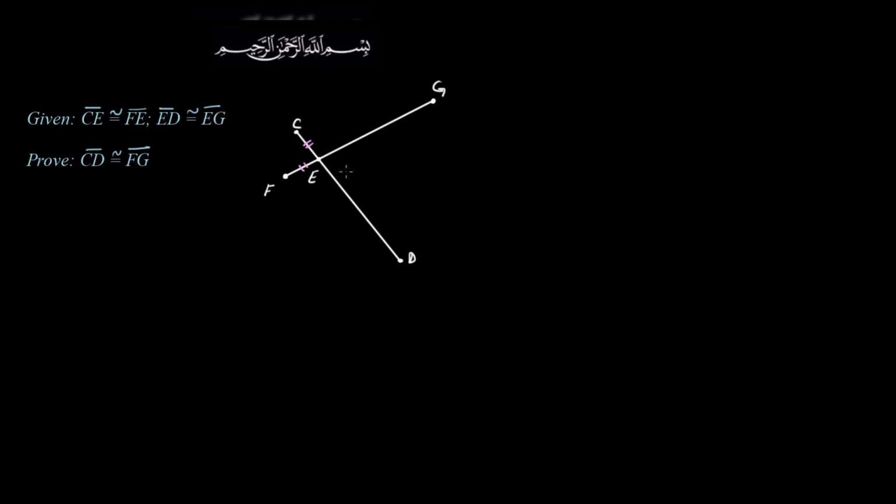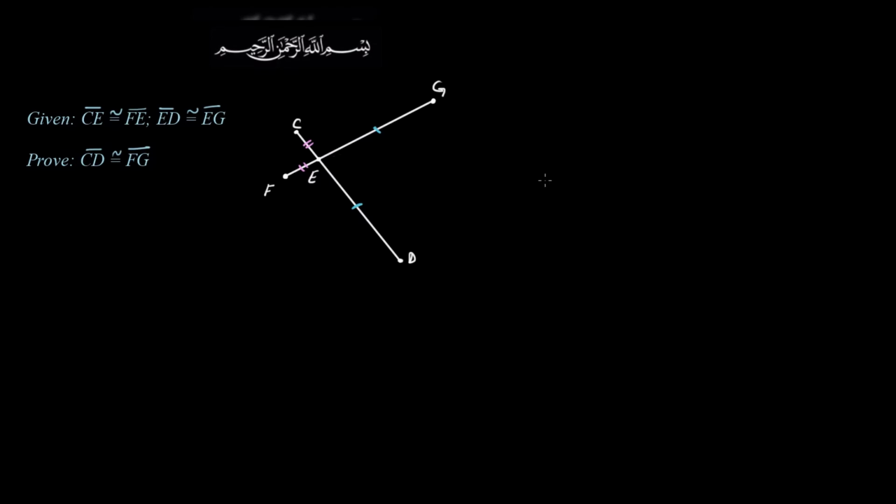In this diagram we can assume that E is the intersection of these two longer segments. Nevertheless, we have CE is congruent to FE. And then we are also given that ED, that's this segment, is congruent to EG, which is this segment over here. So this is the information that's given to us.